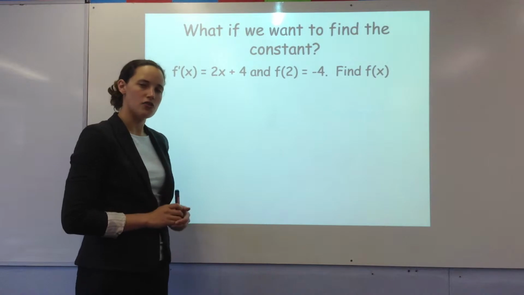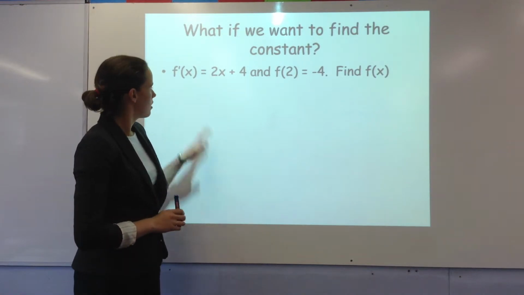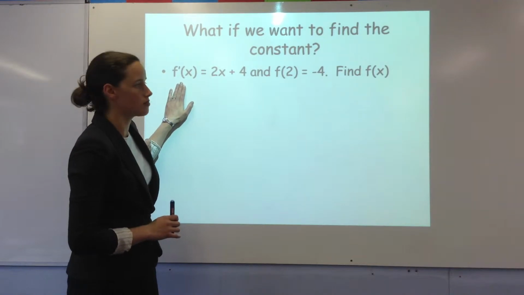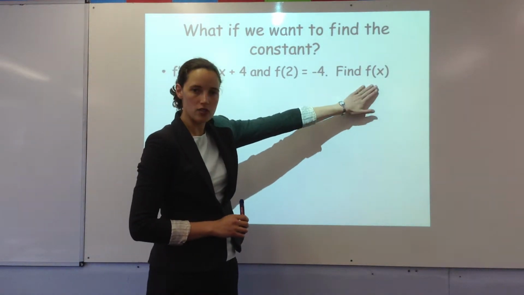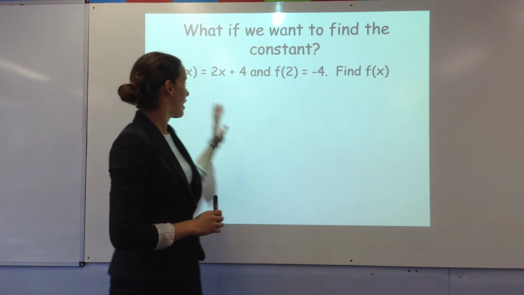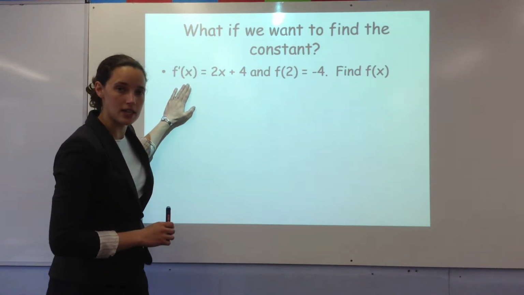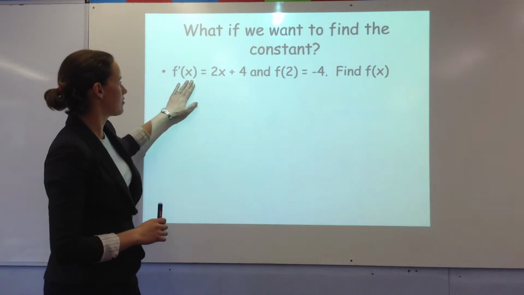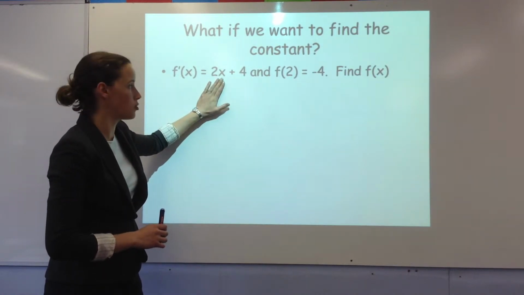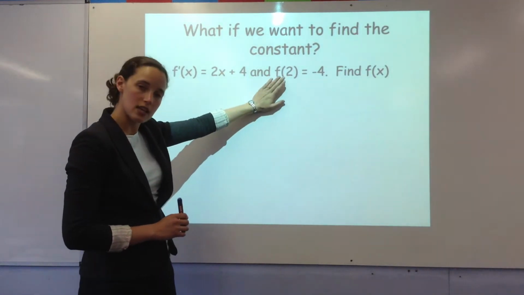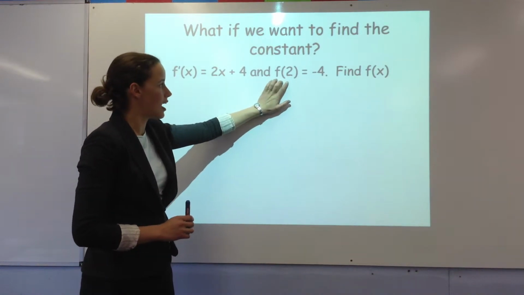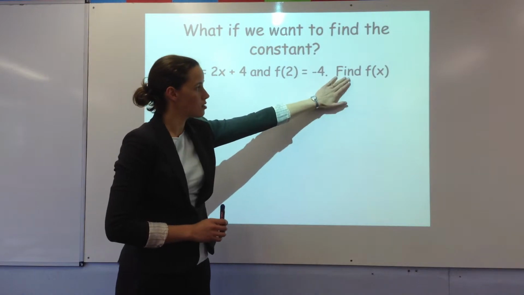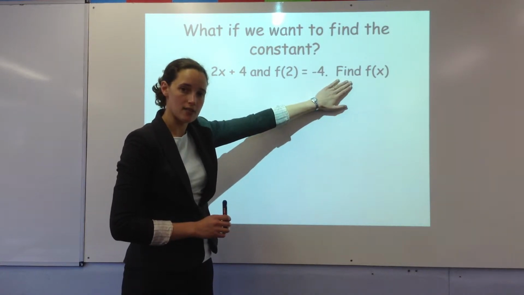Now some of you might have forgotten this notation. F dashed of x means that this is the differential equation. This is equivalent to y is equal to something, and this is equivalent to dy by dx is equal to something. So this is our differential equation here. F dashed of x is equal to 2x plus 4. And it's also given us this extra bit of information that f of 2 is equal to negative 4. Our task is to find out what f of x is.